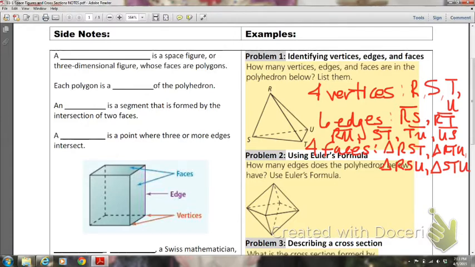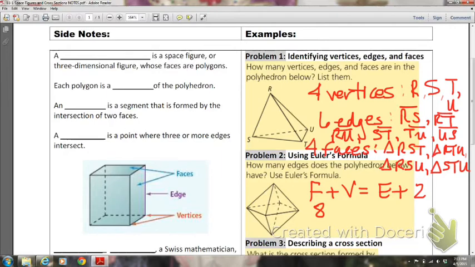On problem 2, you're using Euler's formula to determine how many edges the polyhedron has. So look at Euler's formula. This is in 3 dimensions. It's the number of faces plus the number of vertices equals the number of edges plus 2. So to calculate this using Euler's formula, we need the faces and the vertices to determine the edges. There's 4 faces on the top of this polyhedron, and there's 4 faces on the bottom. So that gives us 8 faces.